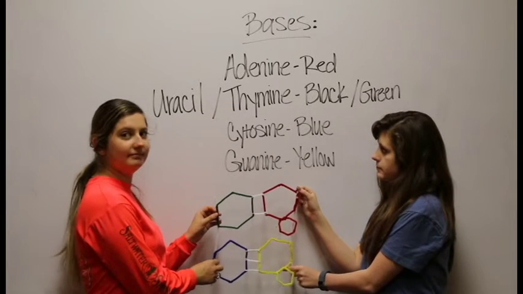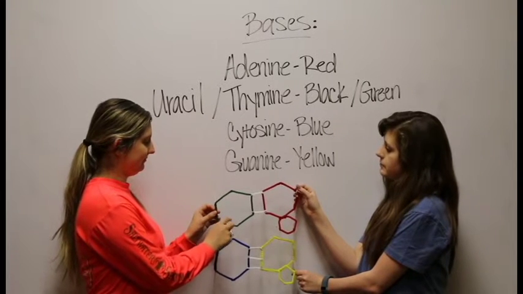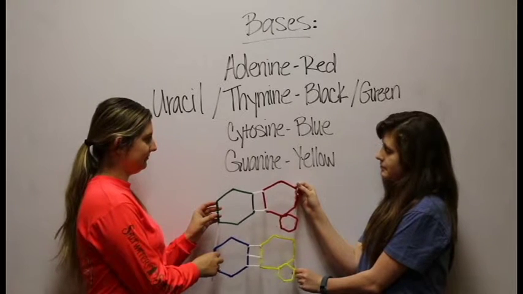Single-ring nitrogenous bases are called pyrimidines, which include cytosine, uracil, and thymine. Double-ring nitrogenous bases are called purines, which include adenine and guanine.